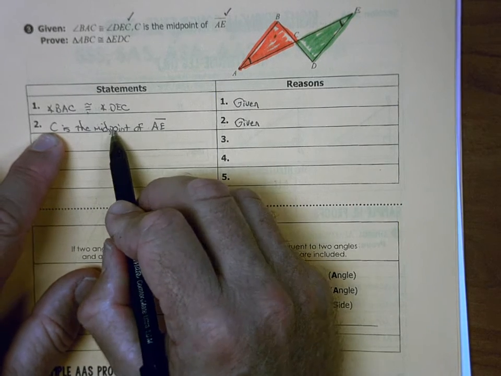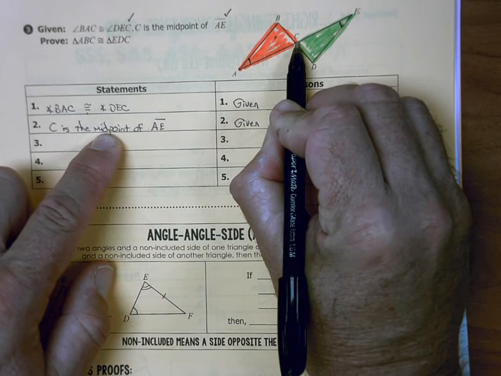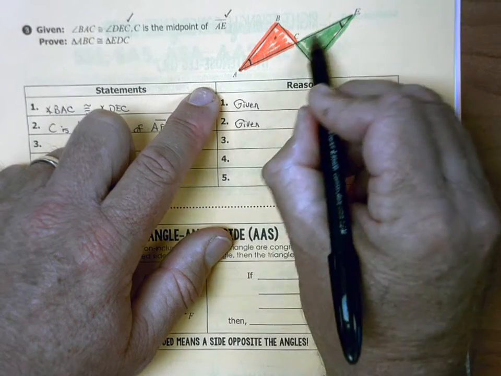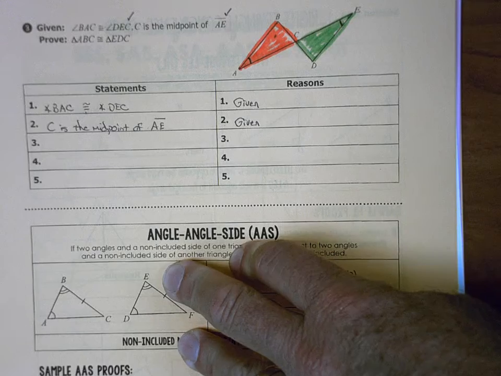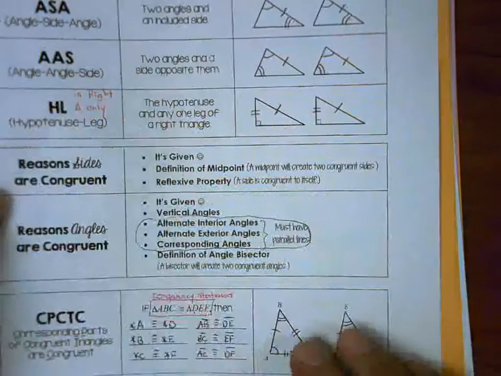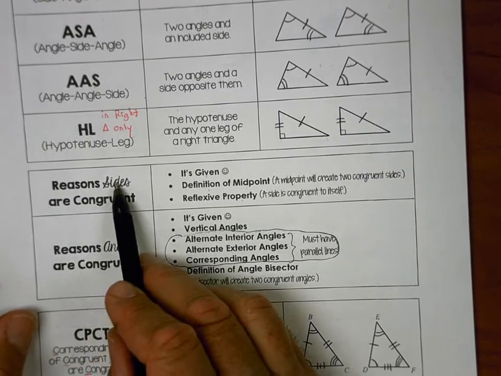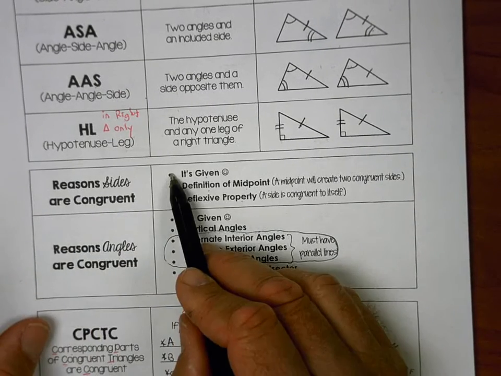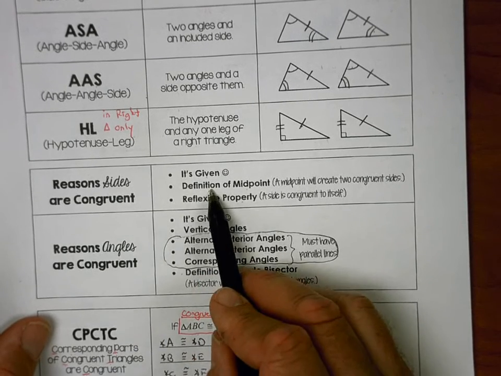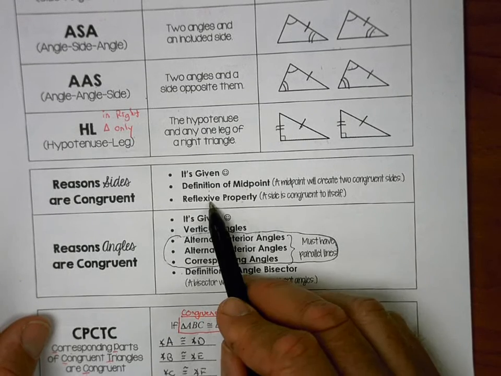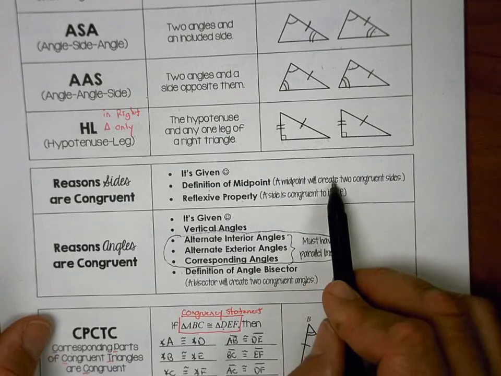So you got to visualize this. Point C is in the middle of line segment AE. So if you remember a midpoint, and if we went to these notes right here from Friday, you could see in this box right here, it says reason sides are congruent. There are 3 reasons why sides could be congruent. It could be given, you could use the definition of midpoint, or we could use reflexive property. Definition of midpoint, a midpoint will create 2 congruent sides.